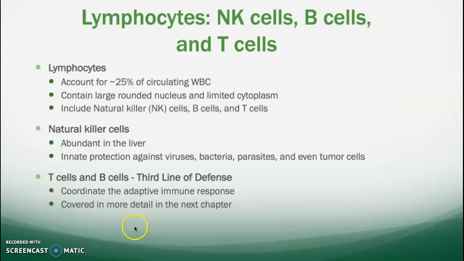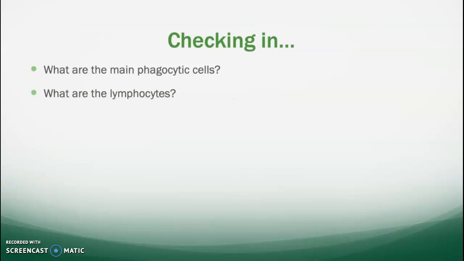But remember, they're going to have specificity, meaning that they're specific for one type of pathogen, and they are memory cells. They hold grudges. They can remember them, and that's going to be a key point when we get into chapter 12. So quick checking in, you should know what are the main phagocytic cells that I asked you to learn, and then what are the lymphocytes, that different part, especially the ones that make up the adaptive immune system. If you have any questions, please let me know.